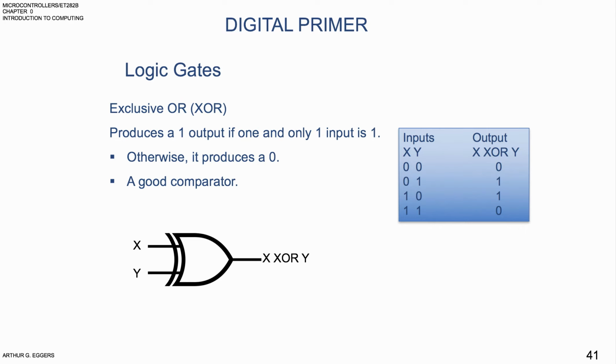The exclusive OR says that it will produce a 1 output if one and only one input is a 1. Otherwise, it produces a 0. And it makes a very good comparator circuit. If you look at the truth table, with inputs X and Y, a 0 and a 0 will give you a 0. If it's a 0 and a 1, then by the nature of it being a comparator, you get a 1. Otherwise, a 1 and a 1 gives you a 0.